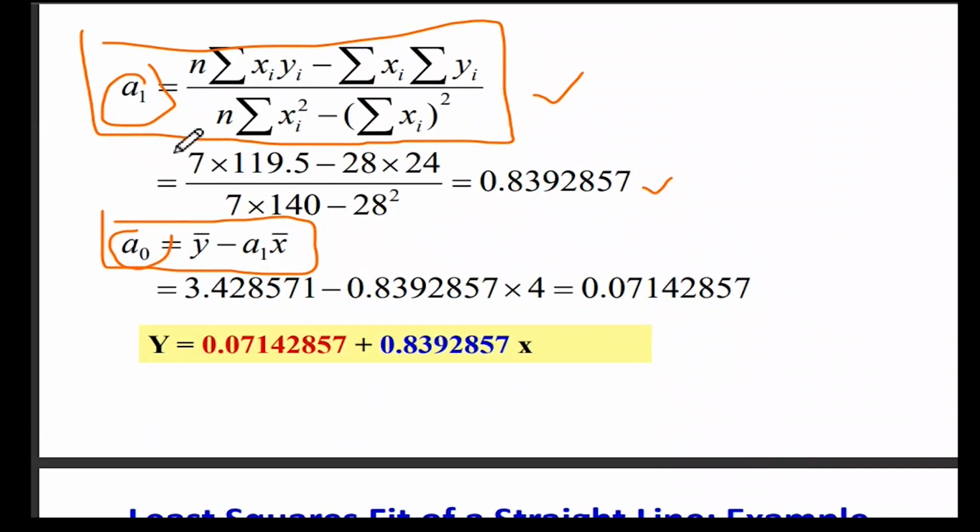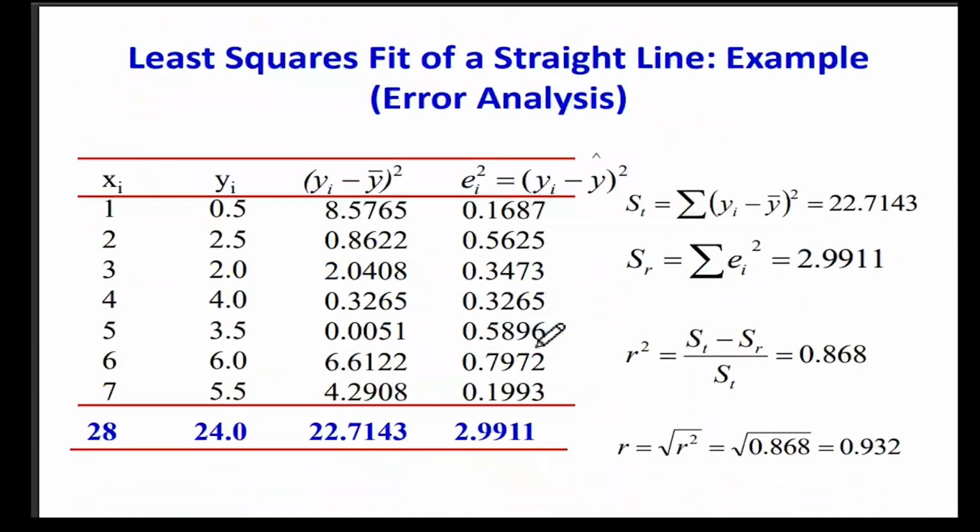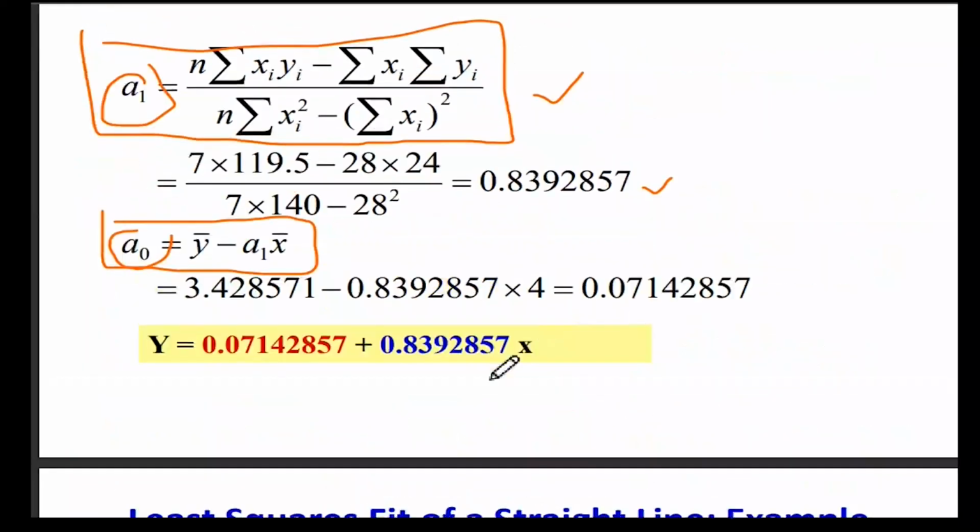So, dah dapat A1, dah dapat A0, masukkan dalam the general equation for linear regression. So, Y is equal to A0 plus A1 X. So, dapatlah equation dia. Dah, siap. So, inilah jawapan dia.